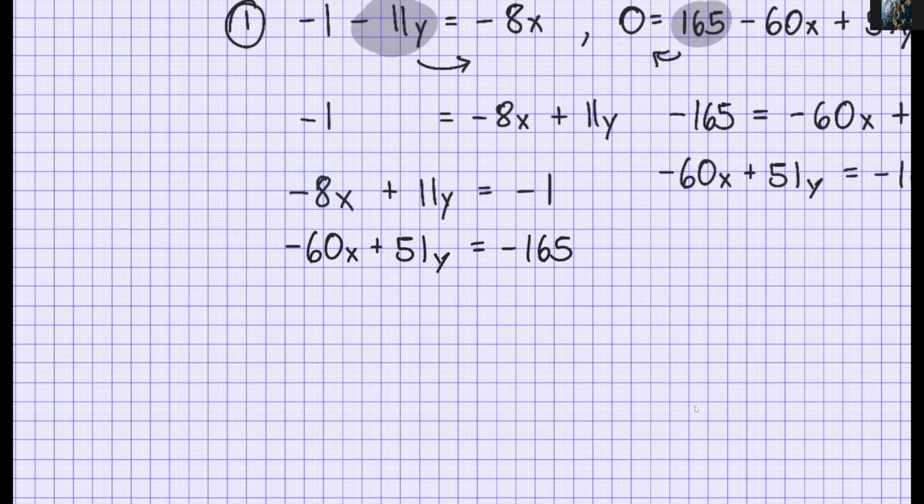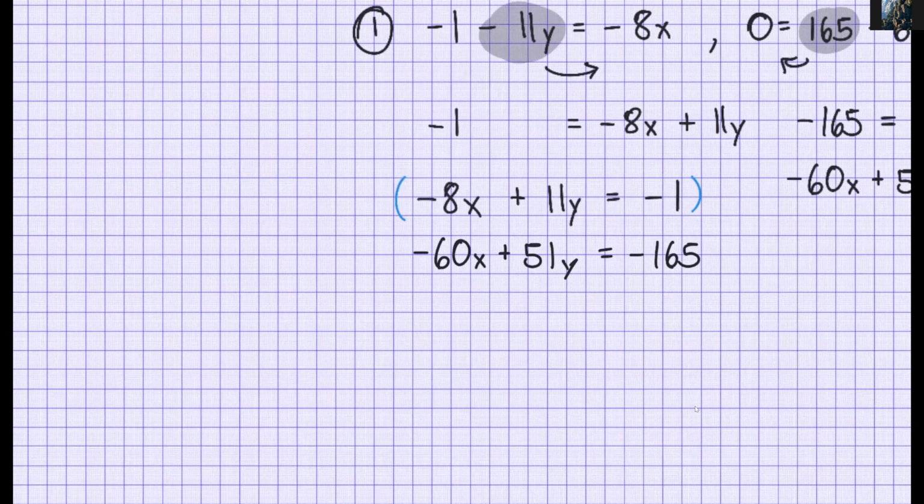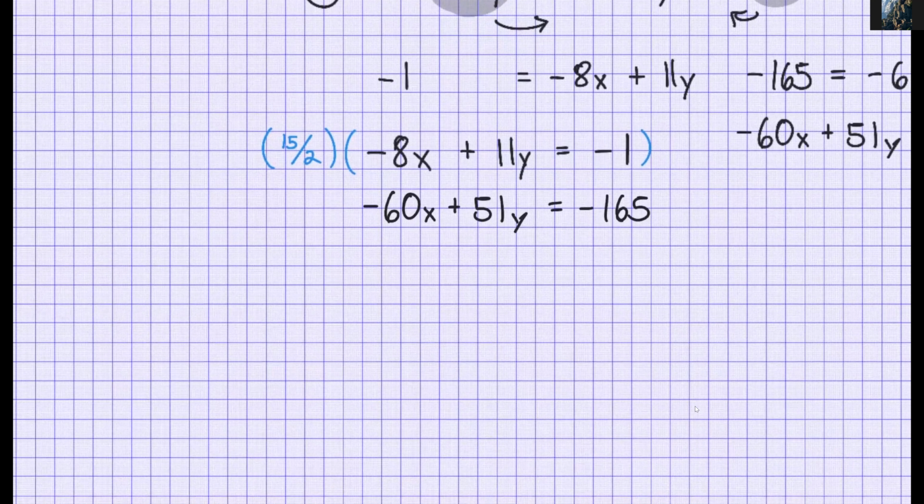So if I take my calculator and divide 60 by 8, let's do that. I have 7.5, which is the same as 15 halves. So I am going to multiply this equation right here by 15 halves. And I'm going to write my new equation down here.